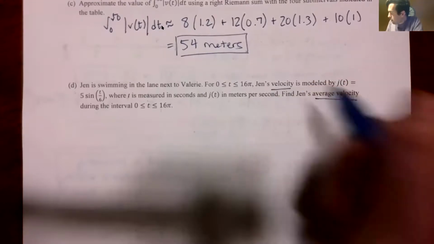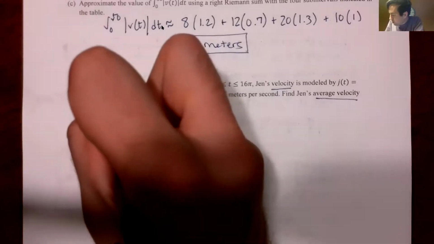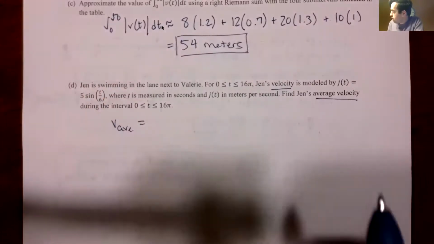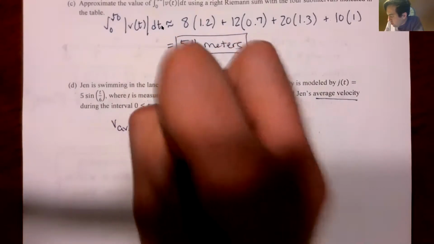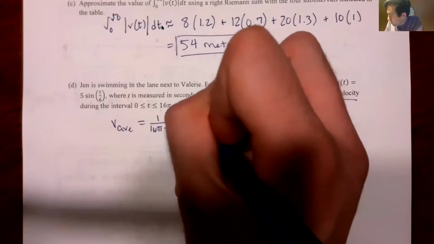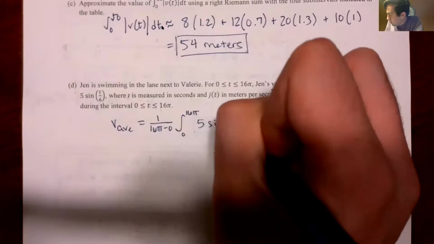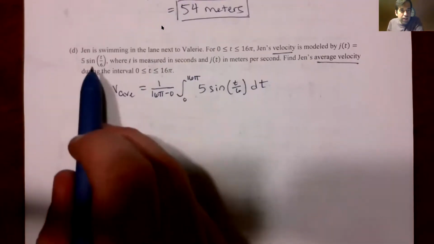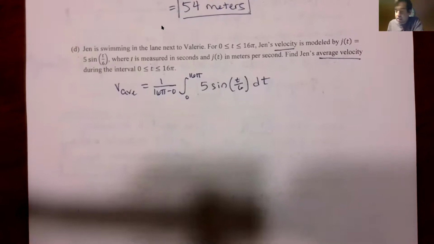And we are given the velocity. So this is a callback to last lesson when we found the average value of a function. So what we're going to be doing here is v average equals 1 over 16π minus 0, integral from 0 to 16π of 5 sin(t/6) dt. So I just plugged that function directly into this integral to find the average velocity. Now, we can do this one by hand, so we're going to.